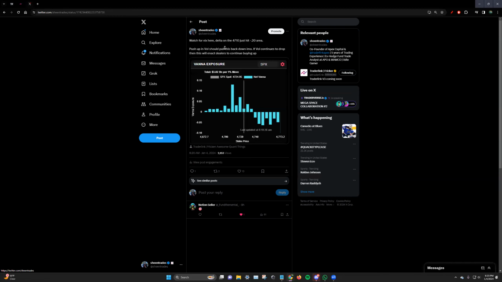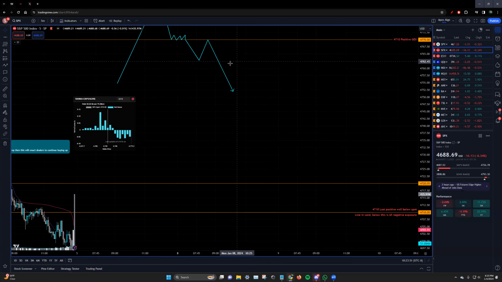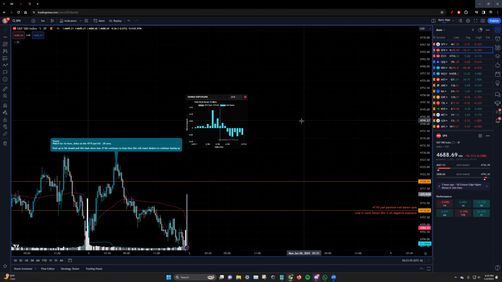So I said watch for VIX here. Delta on the 4710 just hit minus 0.2. This goes back to exactly the same situation of the Vana curve. We talk about the gamma curve, but let's talk about the Vana curve. What is the Vana curve? And why is it so important? And why do I say 0.2 delta?